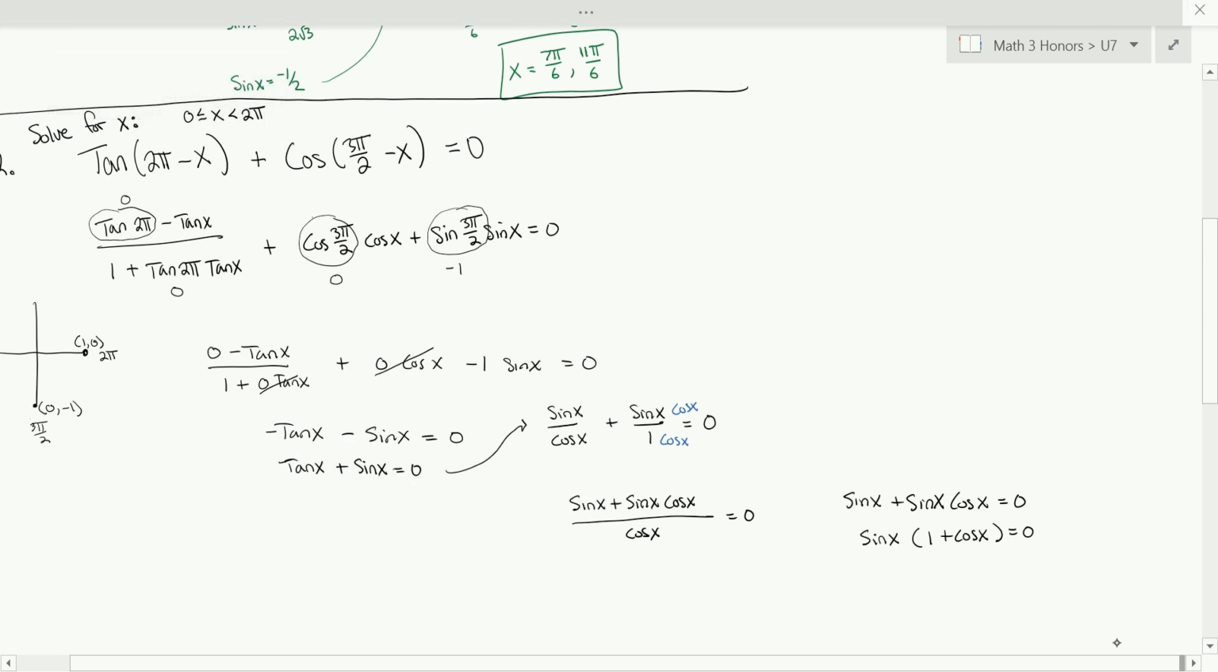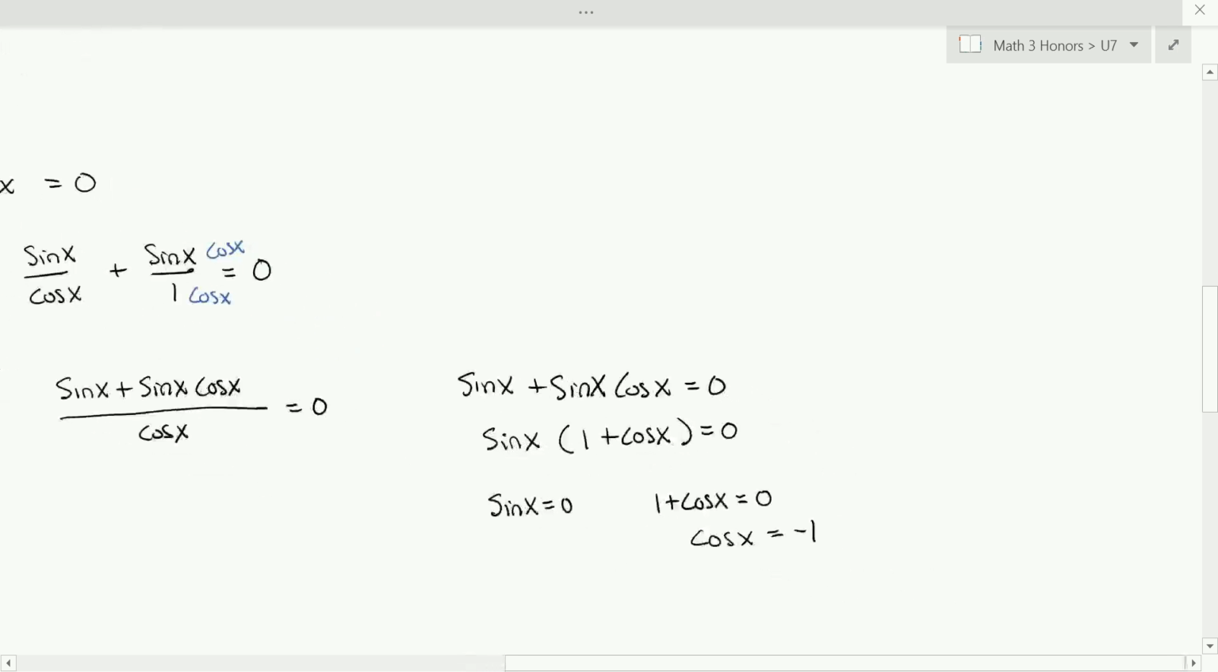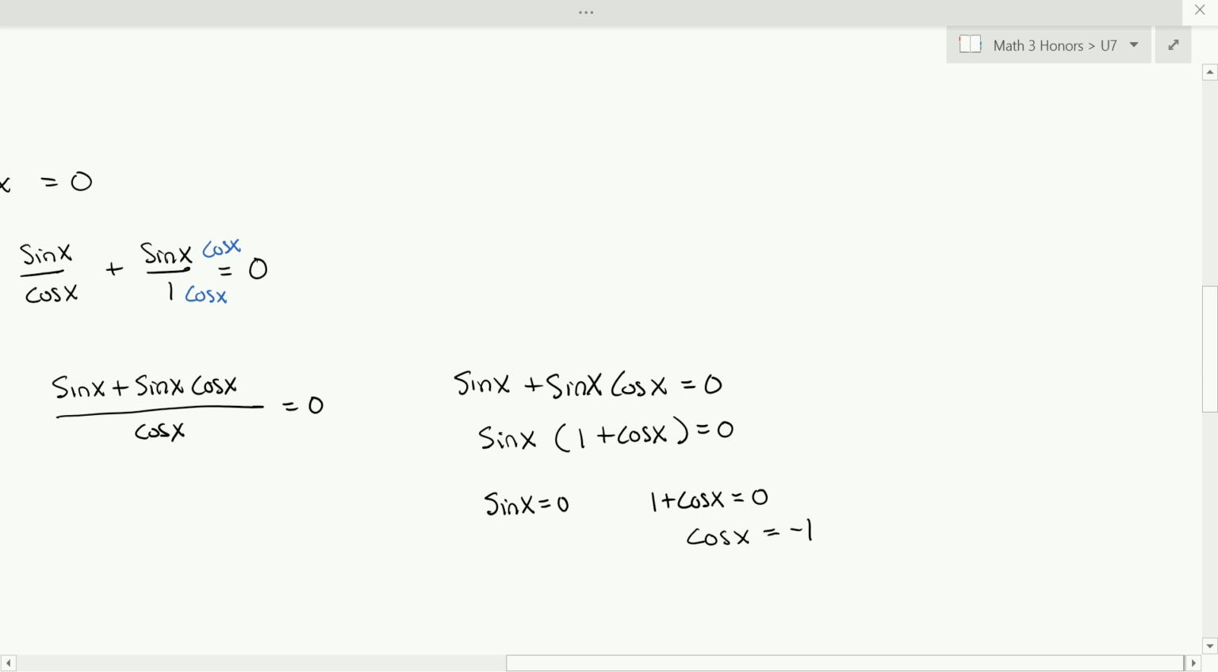So at this stage, you should have separated your factors and set them equal to 0. The sine of x is 0, and 1 plus cosine of x is 0. So we get cosine of x is negative 1. And then you're thinking, where would this be? Should it be in a quadrant or on the x or y axis? If you think about sine and cosine of 30, 45, and 60 degrees, you're not going to get 0 or negative 1 as answers. That's going to happen when you're working with the x and y axis.